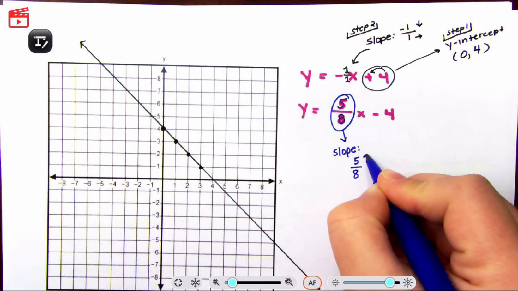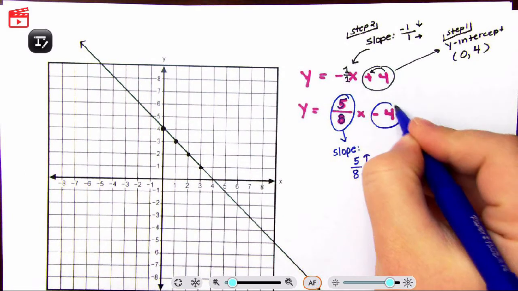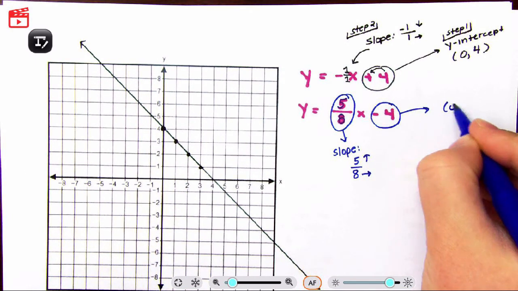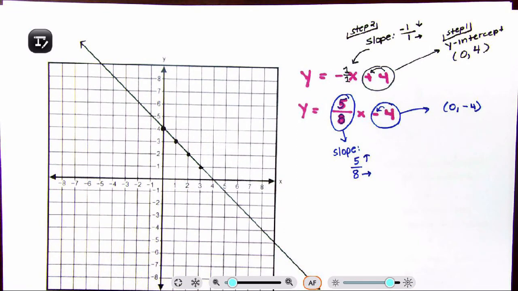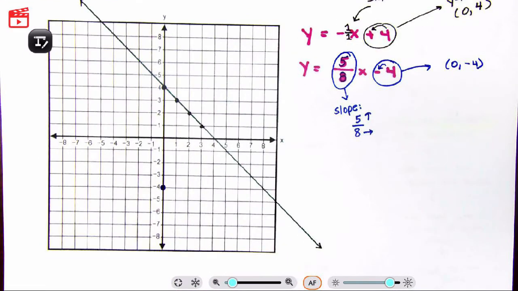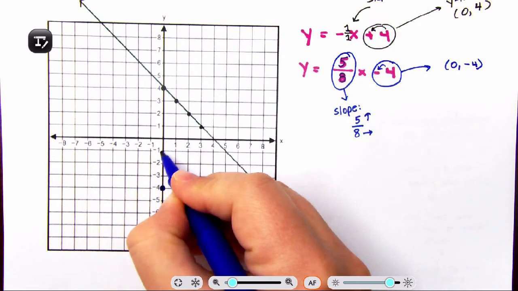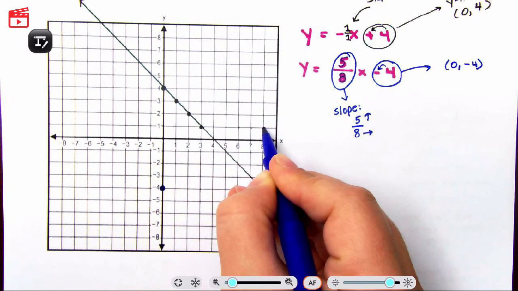So that means I'm going to go up 5, right 8. And what is my y-intercept? My y-intercept is 0, comma, negative 4. So I'm going to start with 0, comma, -4 first, which is here. And now I'm going to go up 5 over 8. So 1, 2, 3, 4, 5. 1, 2, 3, 4, 5, 6, 7, 8.